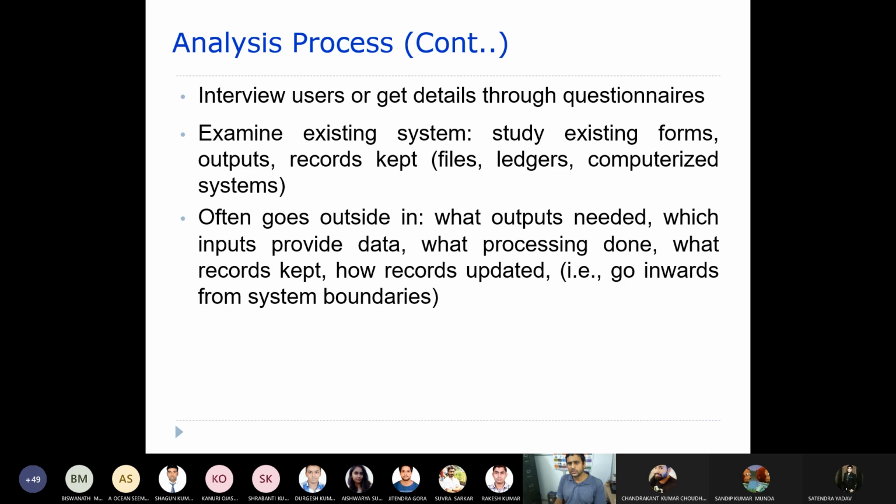So interview users or get details through questionnaires, right? We have already discussed those things in the previous lectures. These interviews may involve questionnaires, so certain questions will be prepared before the interview takes place, and those questions will be given to the user so that they will be answering them. From that you will be able to understand and examine the existing systems, if at all.